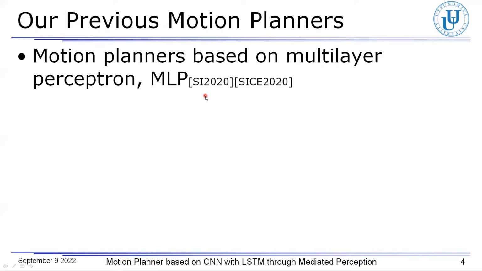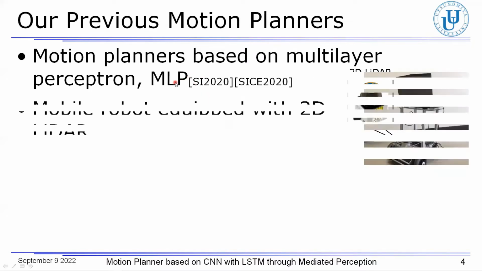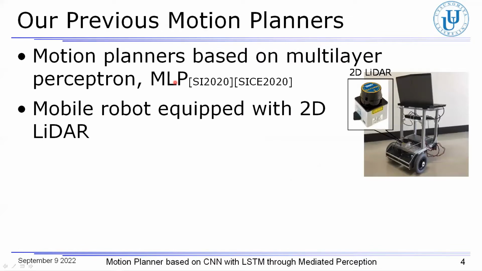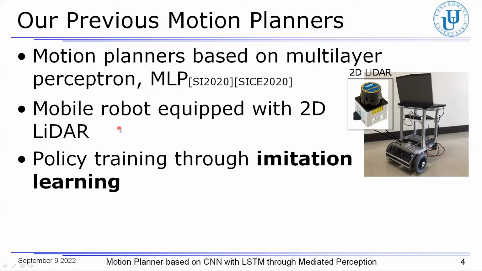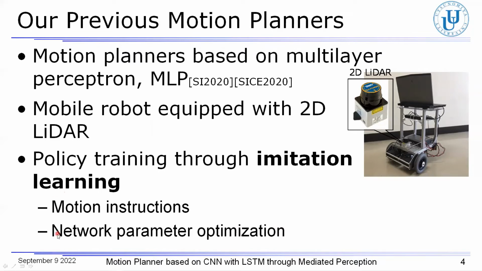We have thus far proposed motion planners based on multi-layer perceptron (MLP). Given a 2D LiDAR equipped on the robot, the range data was used as a sensor input. In previous works, the policies, which are represented by MLP, have been trained through imitation learning. In a framework of imitation learning, first off, desired motions for autonomous navigation, including obstacle avoidance, are instructed. After that, network parameters are optimized so as to determine the instructed motions as the outputs for the sensor inputs.